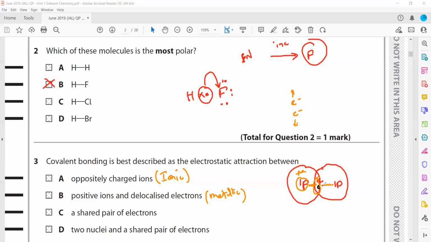So it is not attraction between the electrons, it is actually the attraction between the nuclei and the shared pair. The nucleus, which contains neutrons and protons, is attracting the shared pair. This attraction between the nucleus and the shared pair, we call a covalent bond. So that's why D is the right answer.